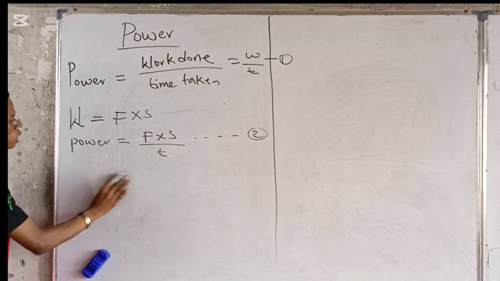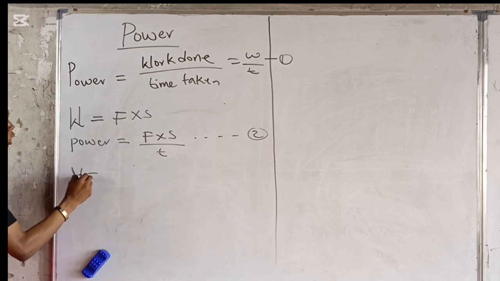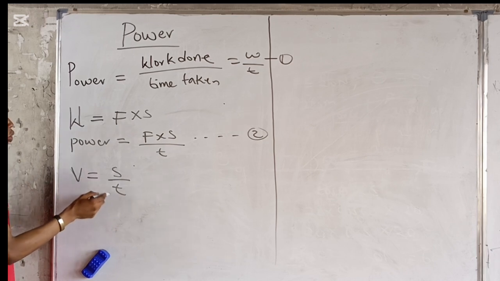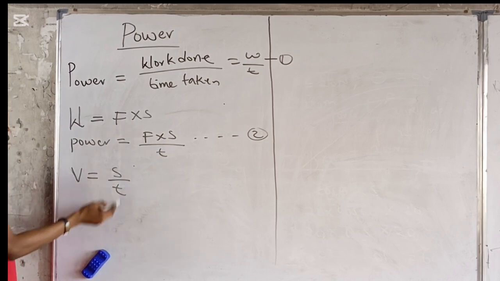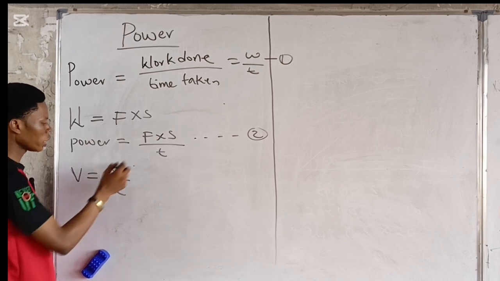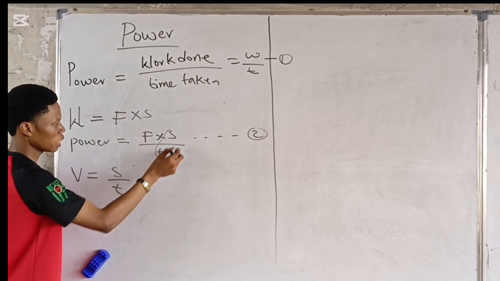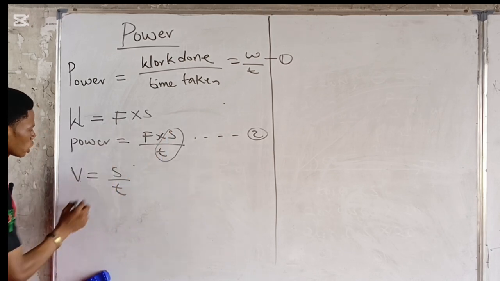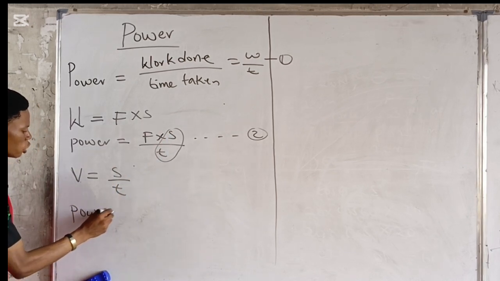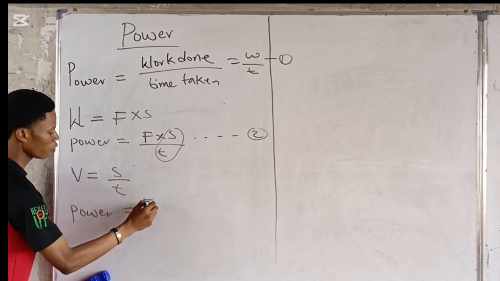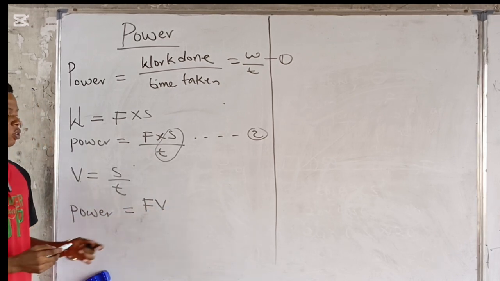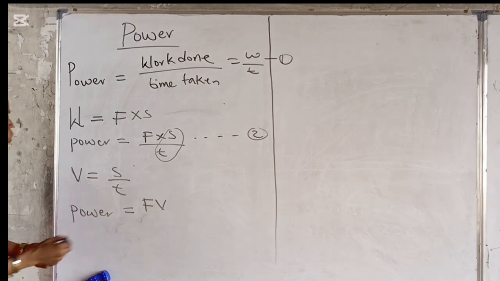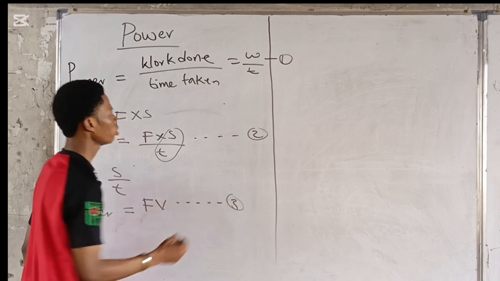And another one, you notice that velocity is equal to distance over time, right? That's velocity: change in distance or displacement over time. You can see that here, this S over T. So we can use V to replace this. That means that power is also force times velocity. Force times velocity will still give you power. So this is the third formula we can use for power.